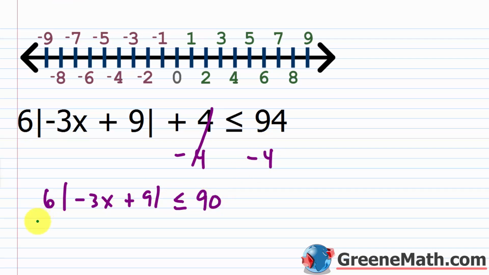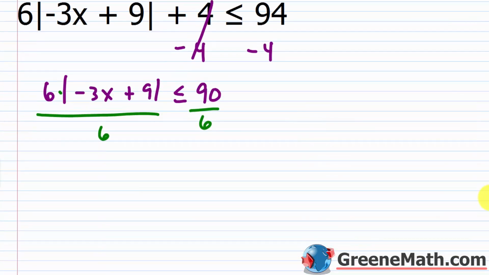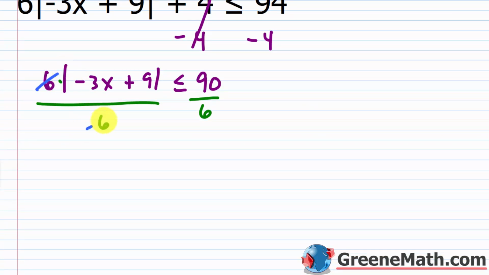So now I'm going to divide both sides by 6 because that's what's multiplying this absolute value operation. So let me get some room here. This cancels. We'll have the absolute value of negative 3x plus 9 is less than or equal to 90 over 6, which is 15.